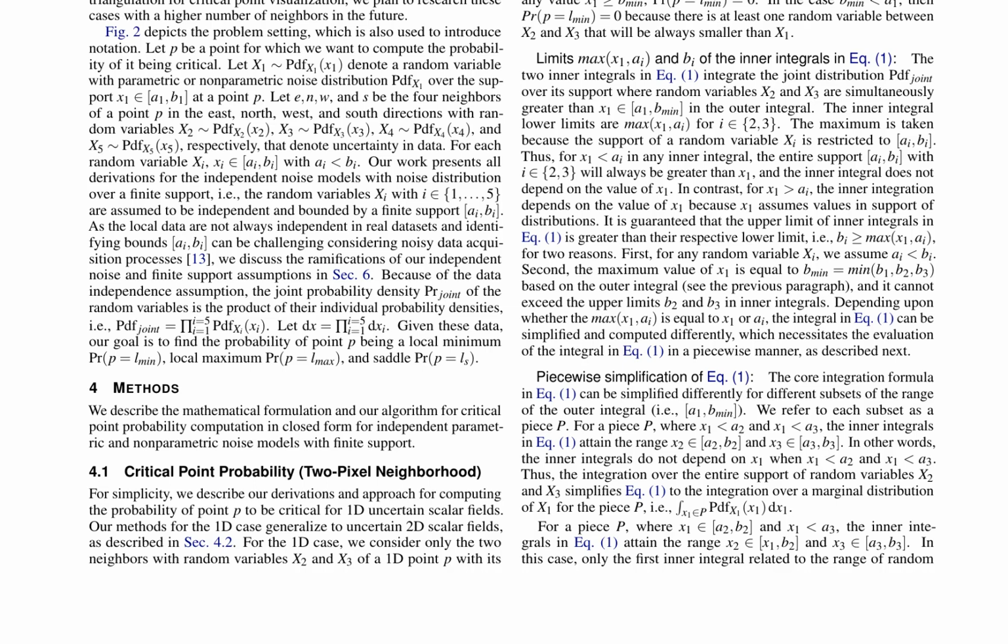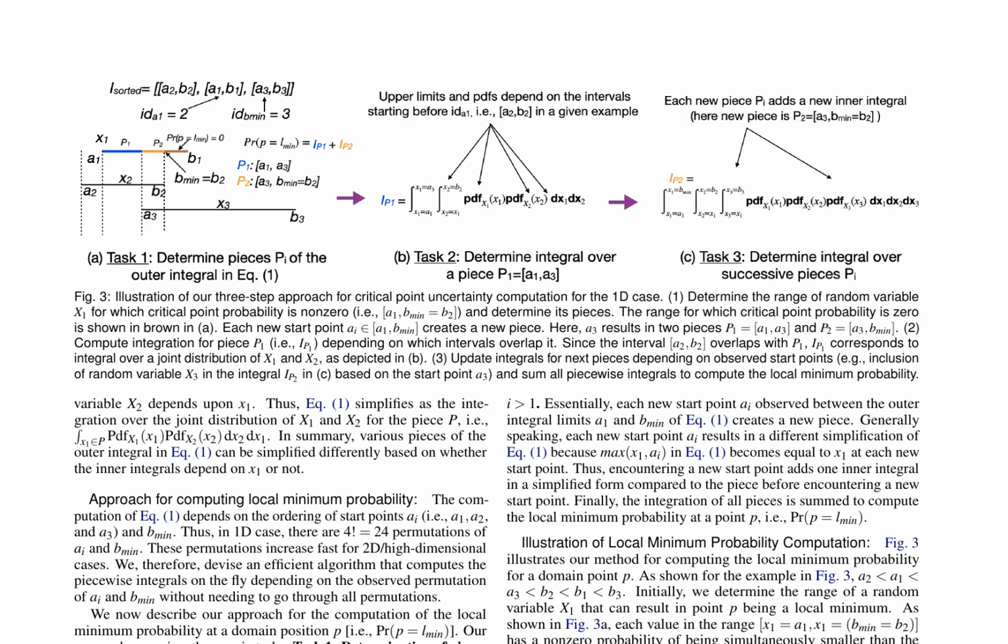The approach is first described for the 1D case, where the probability of a point being a local minimum is computed by integrating the joint probability distribution of the random variables at the point and its 2 neighbors. The integral is simplified into 3 types of integration templates, depending on the number of intervals overlapping with the piece of the outer integral range.